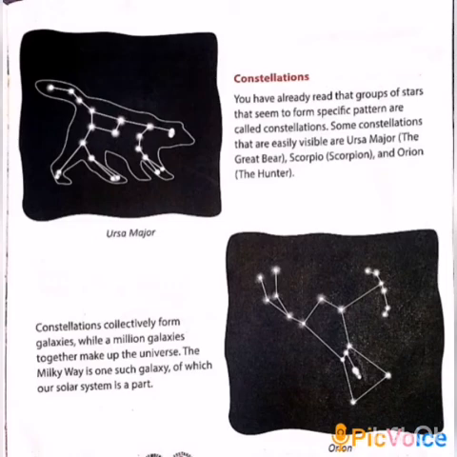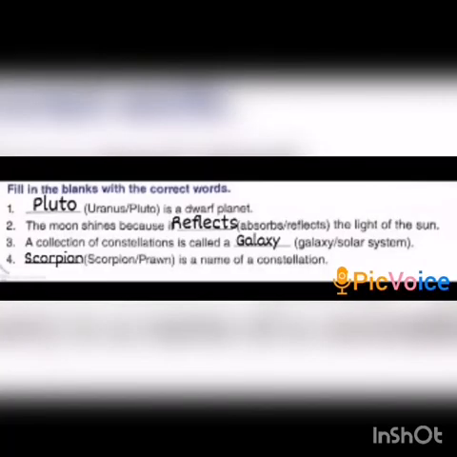Let us do the book exercise, page number 149. Fill in the blanks with the correct words. First one: Pluto is a dwarf planet. Mars or Pluto? Pluto is the correct answer. Pluto is a dwarf planet.